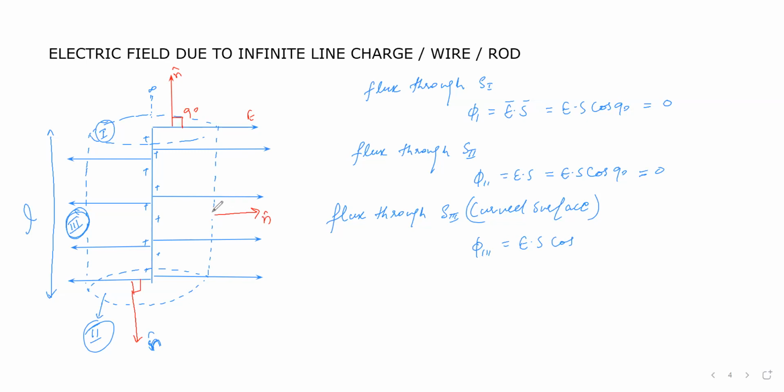Look here. This is your area vector. You can take it like a unit vector or area vector also. This is your field line. Both are in the same direction. It is 0 degrees. Okay? We can write here E dot S, which is your phi 3. And what is the S here? S is your area, I mean the curved surface area of the cylinder. Your curved surface area of the cylinder is 2 pi RL. This is your phi 3.